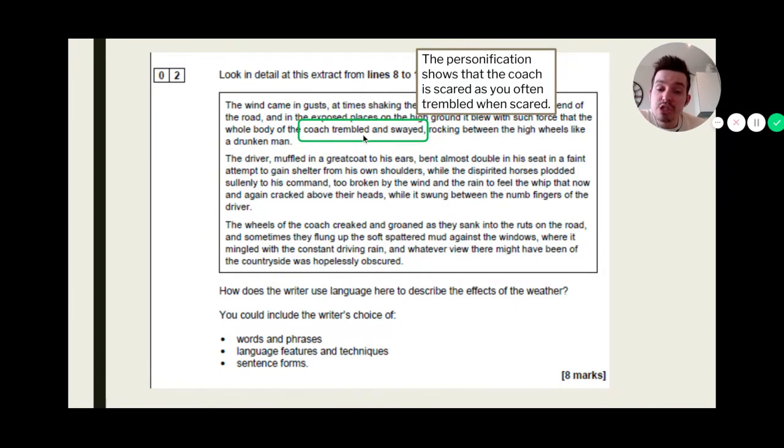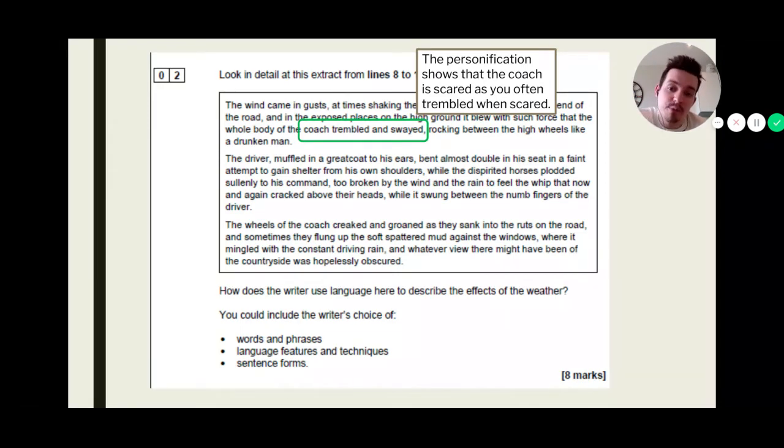So what I would like you to do is pause the video again, and I would like you to do the same sort of analysis as this with the other two quotations that you have analysed and picked out. I would suggest you pause the video now.